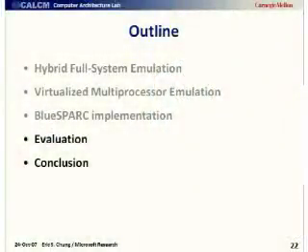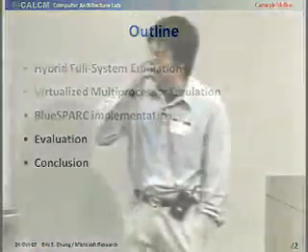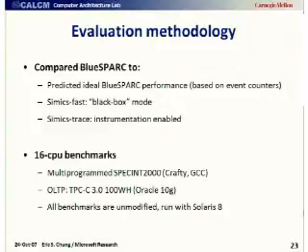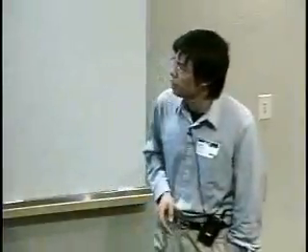Now I'm going to talk about some early evaluation that we've done with our platform. What we did is compare BlueSPARC to the predicted ideal performance. This is entirely done through event counters that we've added into our implementation. However, it's ideal because it doesn't account for things like serialization. So if I have back-to-back memory misses in the memory system and there's some queuing delay, I'm not accounting for those in the ideal performance.